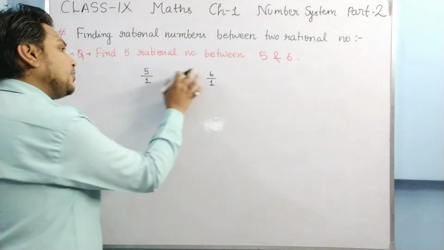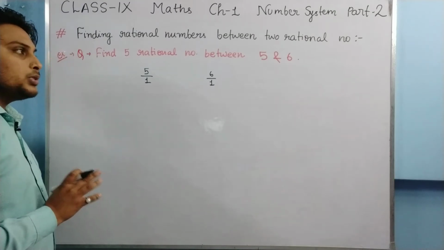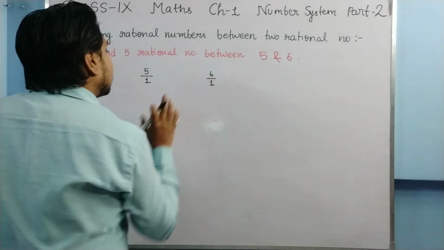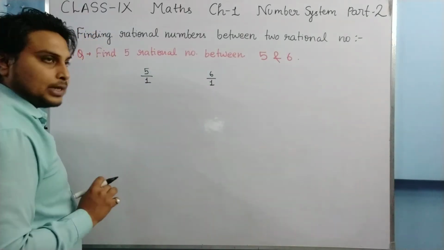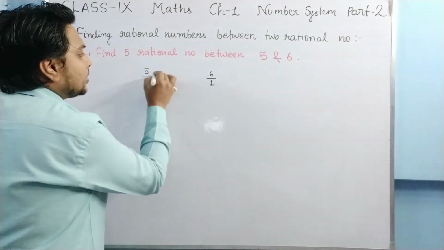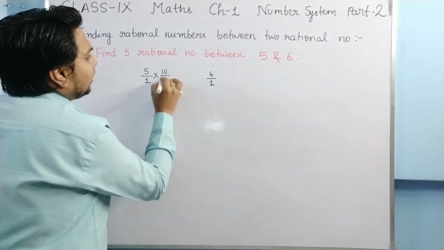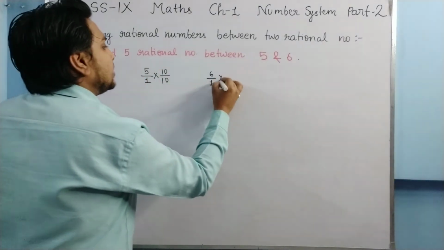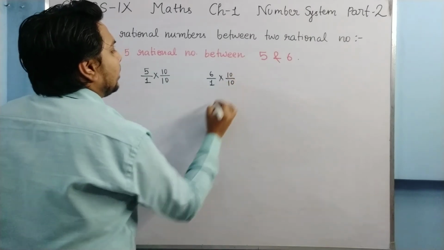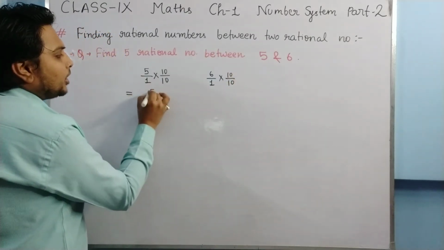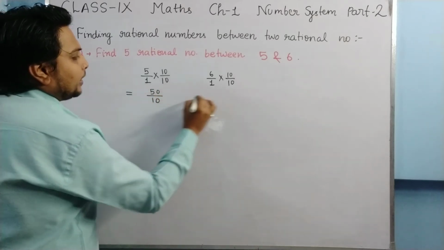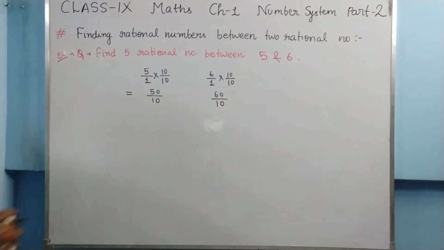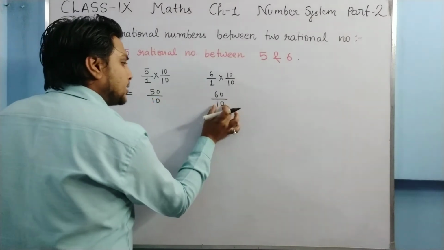So in between 5 and 6, can you think of 5 numbers directly? No, we cannot think of 5 numbers directly. So we have to increase the gap between 5 and 6. How can we increase the gap? Simply, if we multiply 5 upon 1 by 10 upon 10 and 6 upon 1 by 10 upon 10, then what numbers will we get? We will get 50 upon 10 and 60 upon 10. Now students, you can see the denominators are still the same.